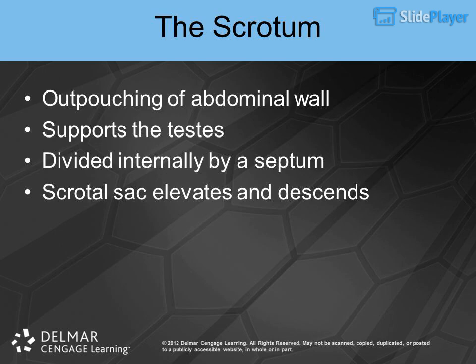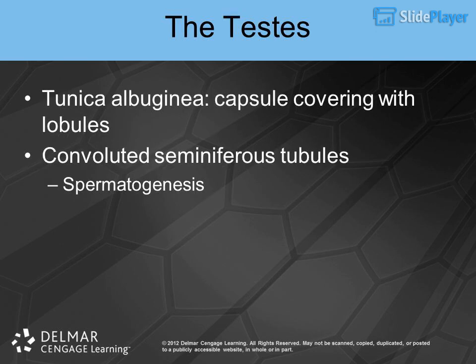The scrotum, an outpouching of the abdominal wall, supports the testes. It is divided internally by a septum. The scrotal sac elevates and descends. The testes have a tunica albuginea, a capsule covering, with lobules containing convoluted seminiferous tubules.